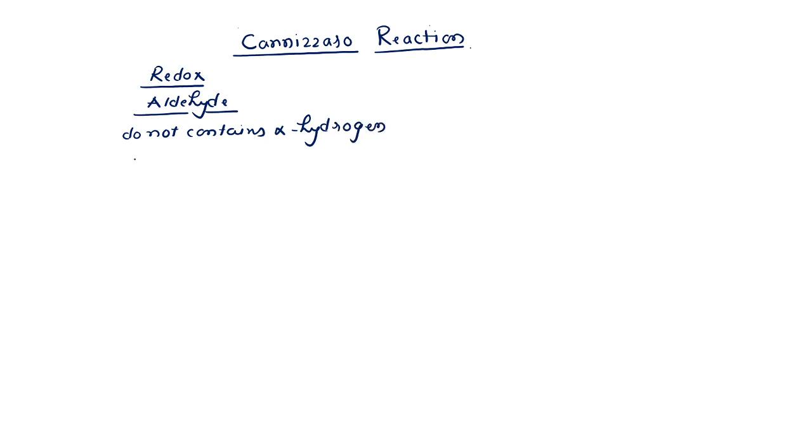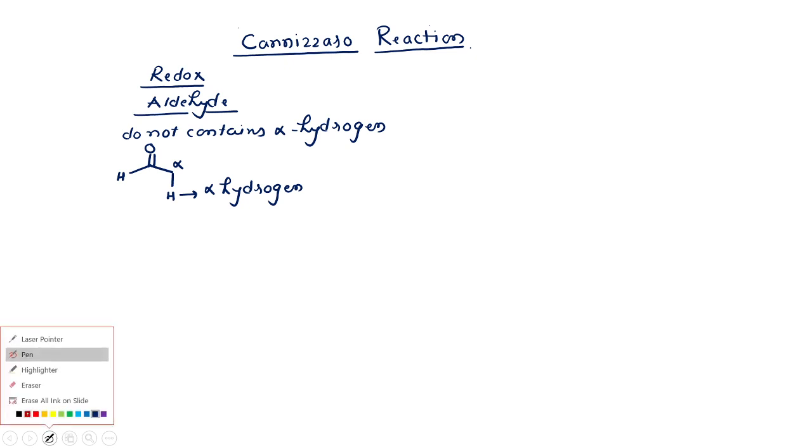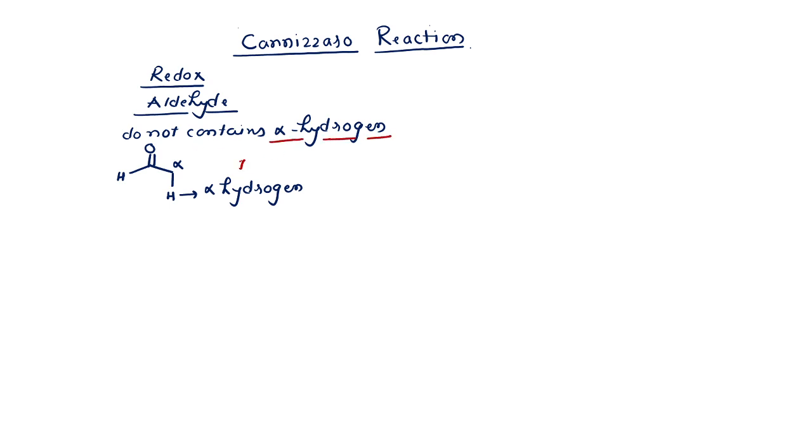Alpha hydrogen means what? In aldol condensation we have seen that if a carbon is present adjacent to the carbonyl, it is alpha, and the hydrogen present on it is alpha hydrogen. But in this reaction we don't want alpha hydrogen. No alpha hydrogen. So which are these aldehydes which do not contain alpha hydrogen?